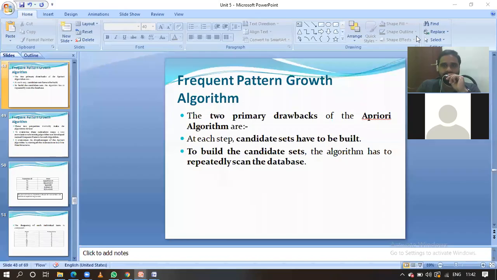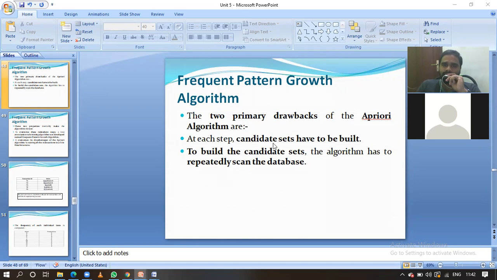Previous class, guys. Right now we are in the fifth unit. Till now we have discussed the Apriori algorithm. The other algorithm related to finding the frequent item sets is the FP growth algorithm. FP means frequent pattern growth algorithm. Previously we have discussed the Apriori algorithm.